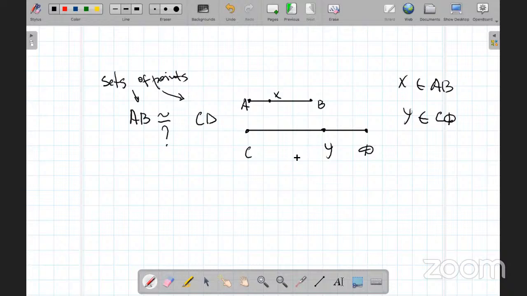In order to prove that they're the same size, we would need to establish a one-to-one correspondence between points of AB and points of CD. One-to-one means that to each point of AB, like X, would correspond just one point of CD, and the other way around: to each point of CD would correspond a single point of AB.